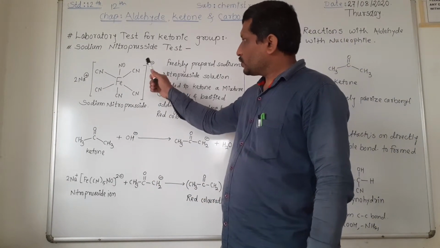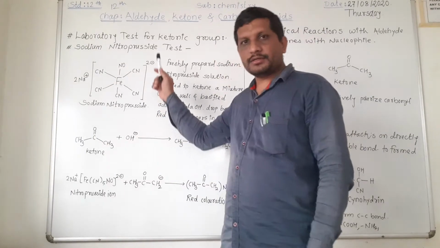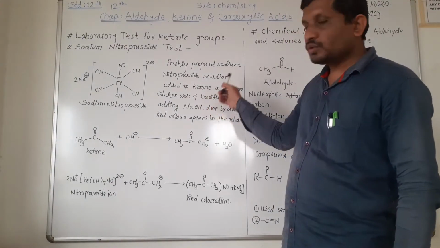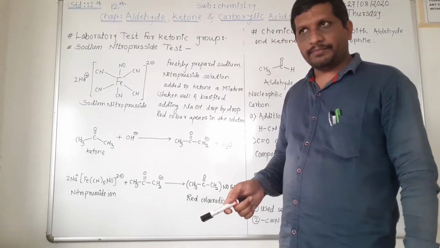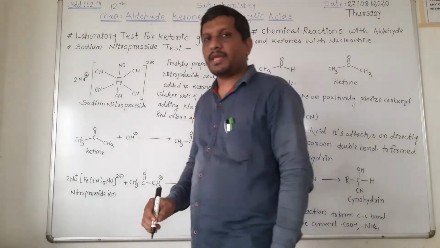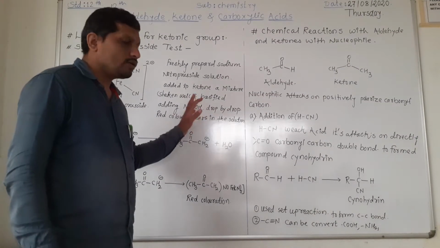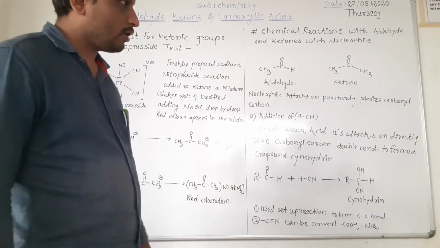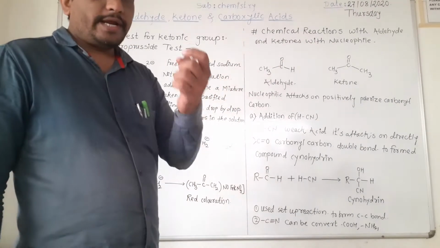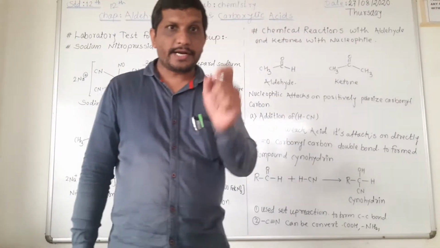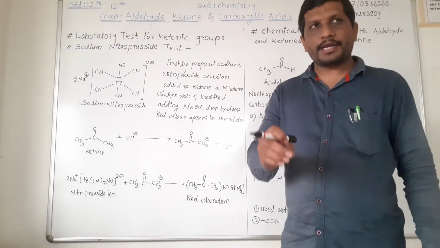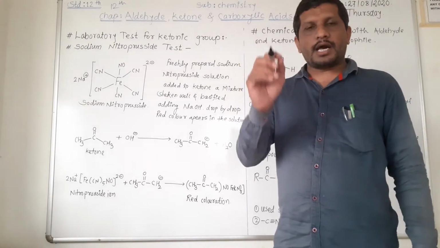Here, a freshly prepared sodium nitroprusside solution is added to the ketone, and this mixture is shaken well and basified by adding NaOH drop by drop, and a red color appears. This red color shows that the given solution or compound contains the carbonyl ketonic group.